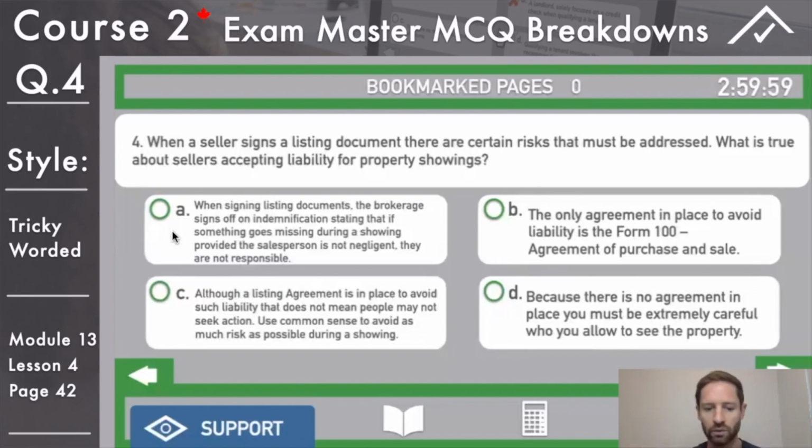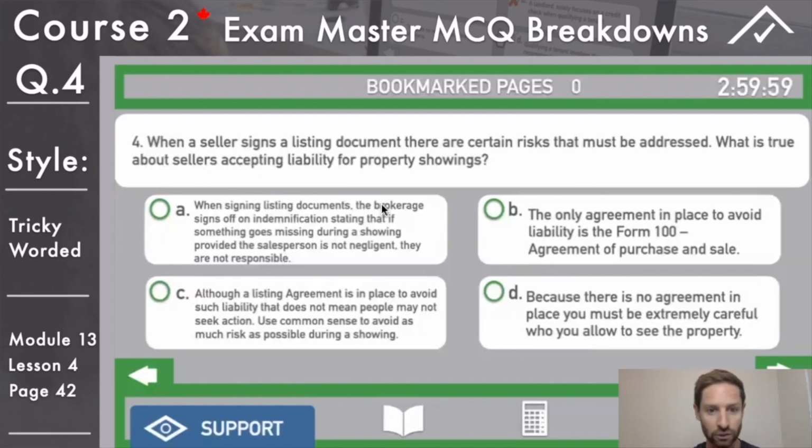So on the listing agreement, when they've decided they want to use you to sell their house, you've discussed commission and everything like that, this is one of the clauses in that agreement. It signs off that if we show the house... That's why you discuss with them to make sure they hide their belongings.